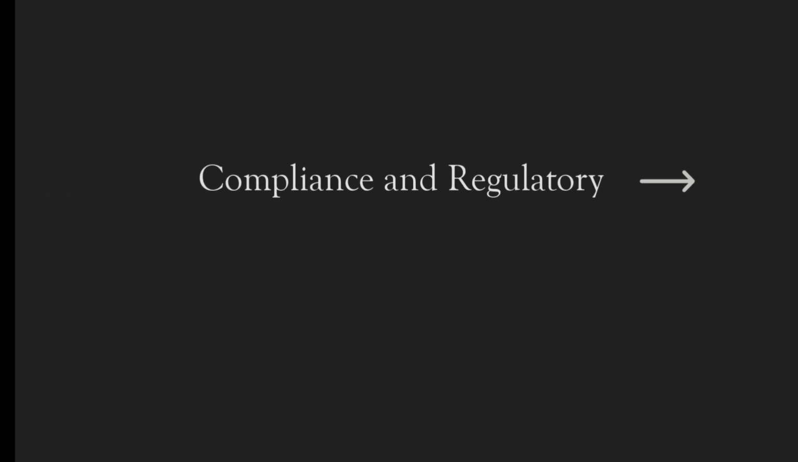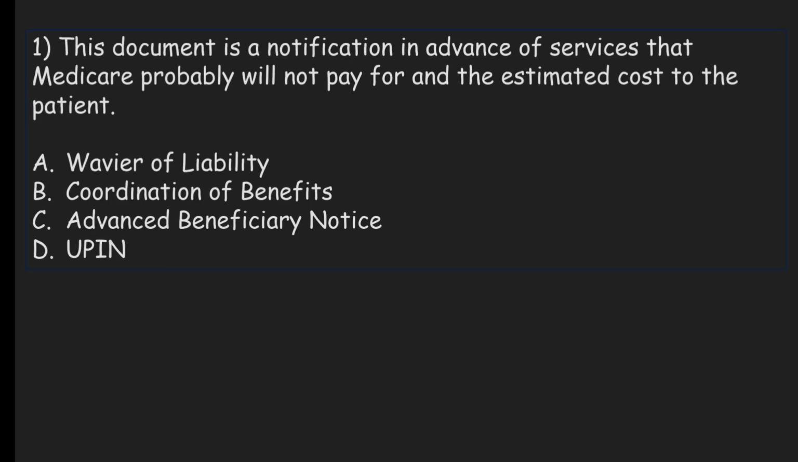Let us move on to compliance and regulatory questions. So the first question, this document is a notification in advance of services that Medicare probably will not pay for and the estimated cost to the patient. Option A, waiver of liability. Option B, coordination of benefits. Option C, advanced beneficiary notice. Option D, UPIN. So this is an important question. The answer is advanced beneficiary notice.